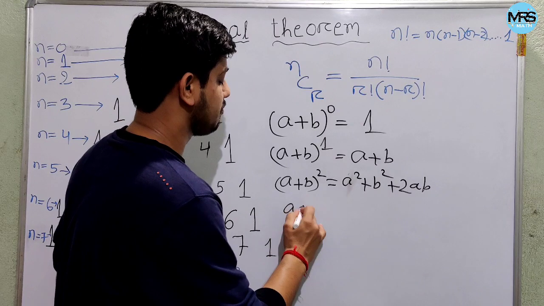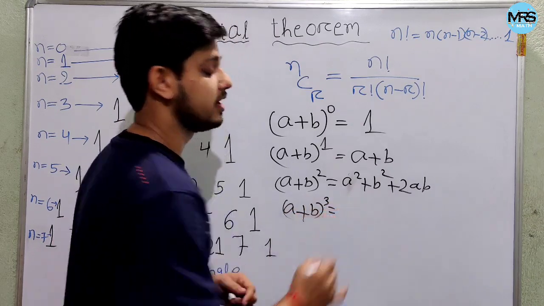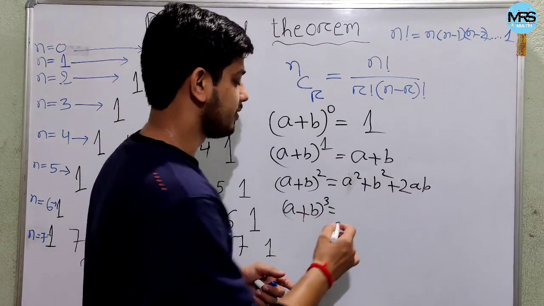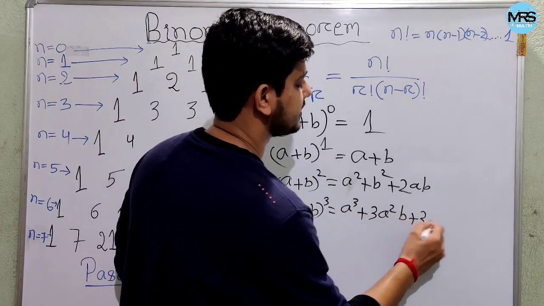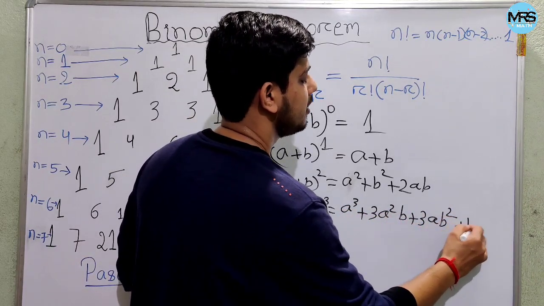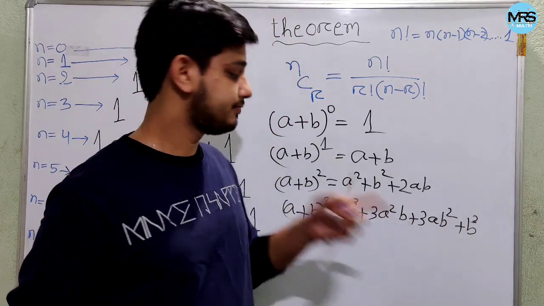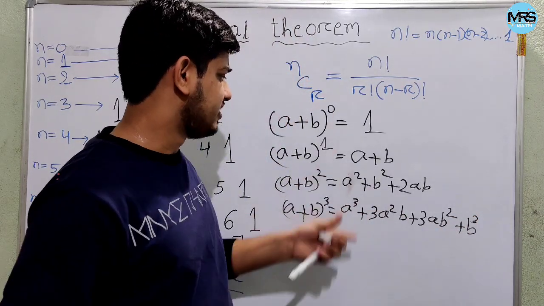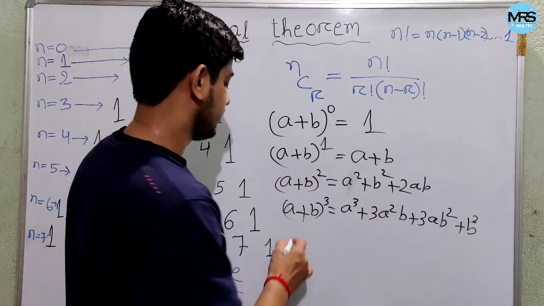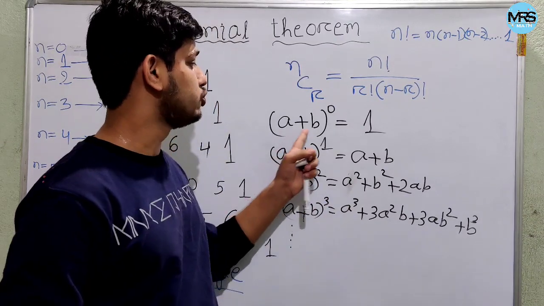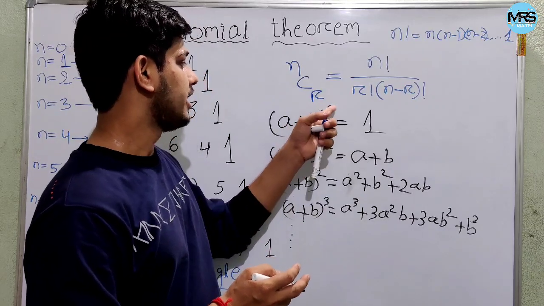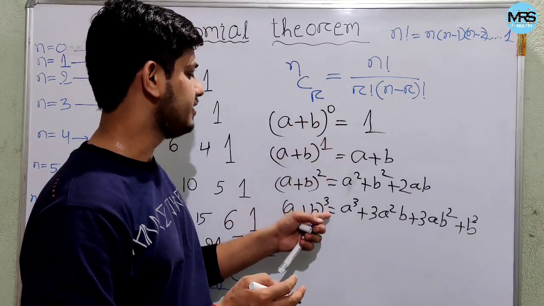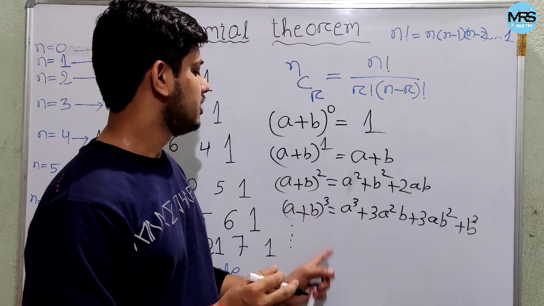Now if I ask a plus b whole cube, then what will I tell? You know the formula, that is a cube plus 3a square b plus 3ab square, right, plus b cube. Am I correct? So what are you marking here? I am expanding these two terms by binomial, right? In these two terms the powers are increasing, right? So up to this you can get.